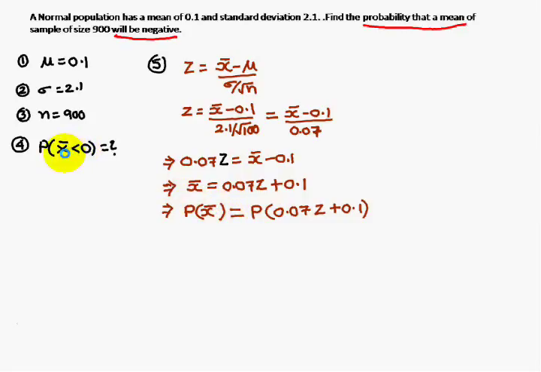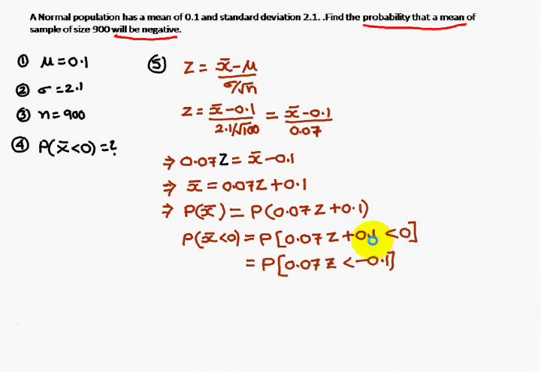So the probability of x bar less than 0, both sides you apply the probability. On the left hand side x bar less than 0, on the right hand side also less than 0. Therefore the probability of 0.07 times z plus 0.1 less than 0, move to the right hand side, you are going to get minus 0.1.